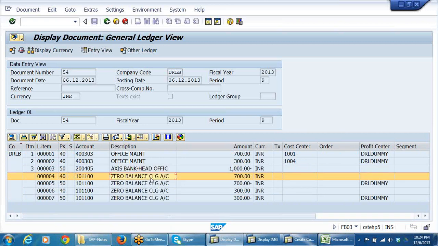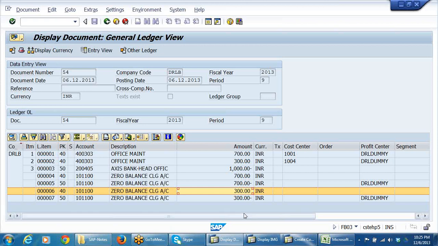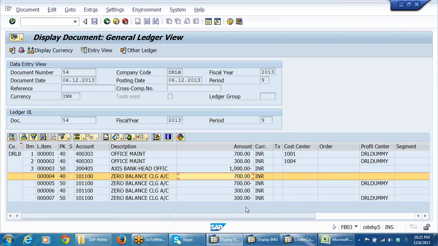See here, zero balance account. This 1000 is split and posted here. Say for example, why has the system given it like this? See, exactly 7, 3. This 1000 has been divided into 700 and 300, but plus minus, plus minus. The reason being, if you take 700 only, where will the remaining be posting? Because when you post, there should be debit and credit.